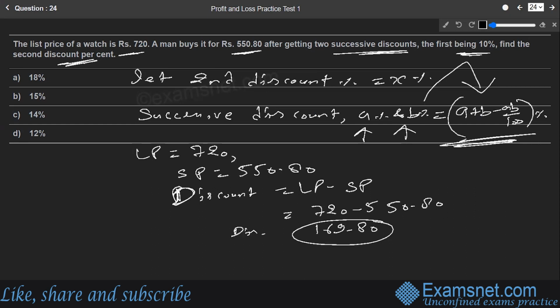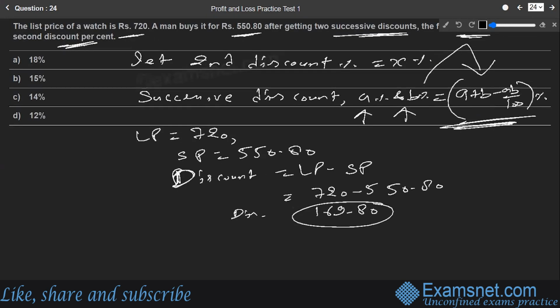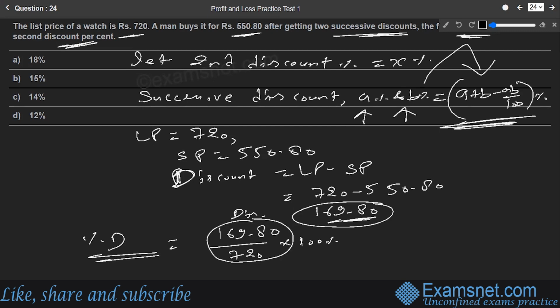Now we need to know how much discount this 169.80 is in terms of percentage of the list price. The list price was 720. So this discount is how much percent of 720, that we need to know. So 169.80 divided by 720 into 100%. This will tell us how much percent the discount is. We are finding out the percentage discount.